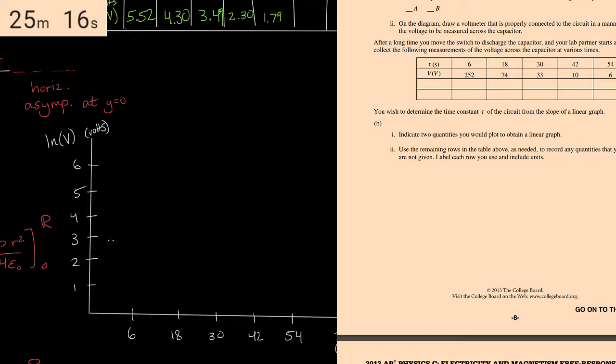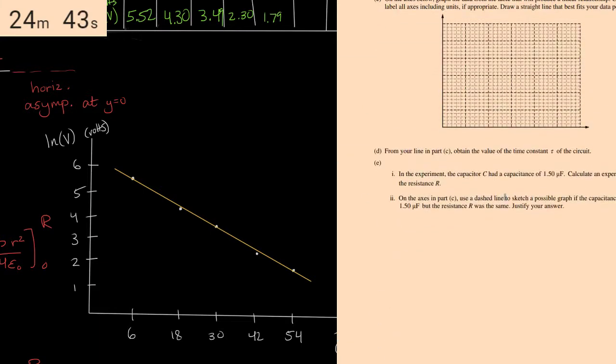For 6, we've got 5.52, it's like 5.5-ish. For 18, we've got 4.3, it's like there-ish. For 30, we've got 3.41, it's like there-ish. For 42, we've got 2.3, it's kind of there. For 54, we've got 1.79, which is there. So let's draw an approximate line of best fit. Something like that. Great. Downward slope as expected because we have a negative here.